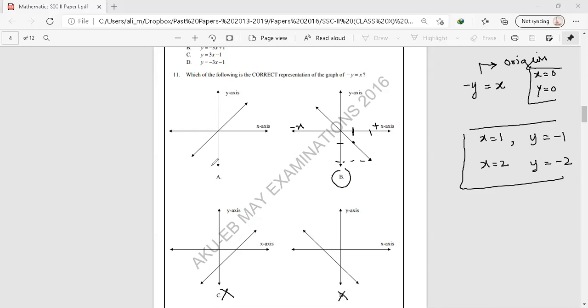In the option A graph, the line is also passing through the origin, but this graph shows that positive values of x will give positive values of y, and for negative values of x we will have negative values of y, which does not satisfy our given equation. So finally, option B is the correct answer.